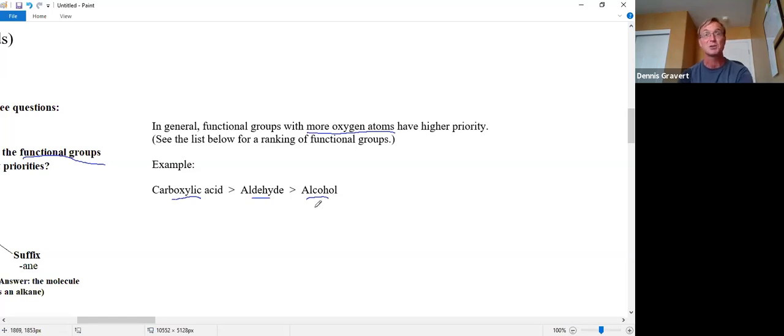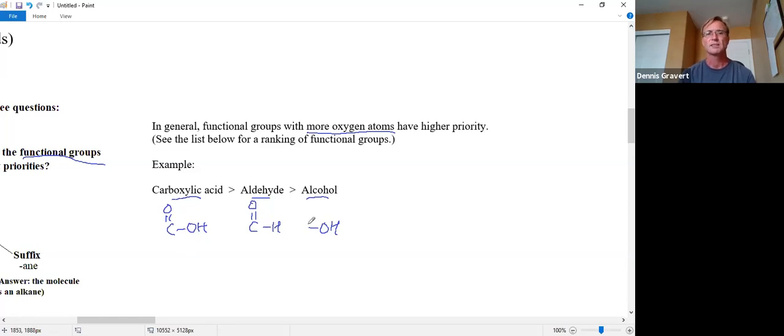Well, the other thing we had to do was memorize functional groups. Carboxylic acid, we had to remember, is a C double bond O attached to another oxygen with a hydrogen. The aldehyde is also a C double bond O, but has a hydrogen, and then there'll be a carbon on the other side. The alcohol group is simply the OH group. And you can see that carboxylic acid wins, highest priority because it has 2 oxygens.